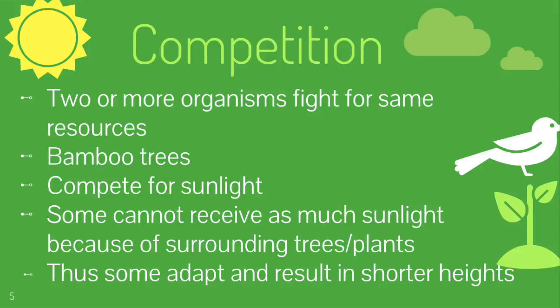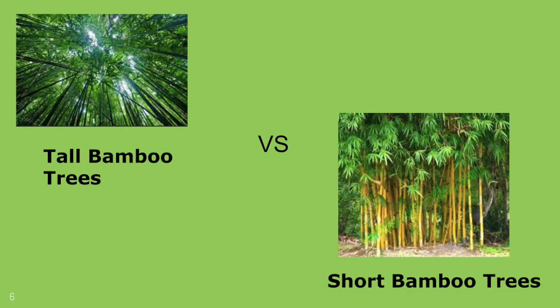However, some bamboo trees cannot reach as close to the sun as others. Therefore, some have adapted to grow at a short height. In some cases, surrounding plants or trees have collapsed, causing more sunlight to reach the shorter bamboo plants. This causes these short bamboo plants to take advantage of the available sunlight and grow increasingly fast.